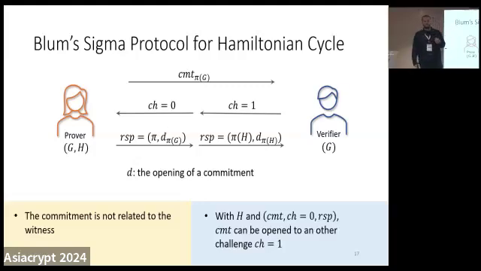If he challenges with 0, then the prover should send the permutation and the corresponding openings of the permuted graph. If he chooses 1, then the prover will send the permutation of the Hamiltonian circle, which is also a Hamiltonian circle in the permuted graph, and the corresponding openings. As we can see here too, the commitment is again not related to the witness. One with the knowledge of the Hamiltonian circle and the transcript of the Sigma protocol with challenge 0 should always be able to respond to challenge 1.